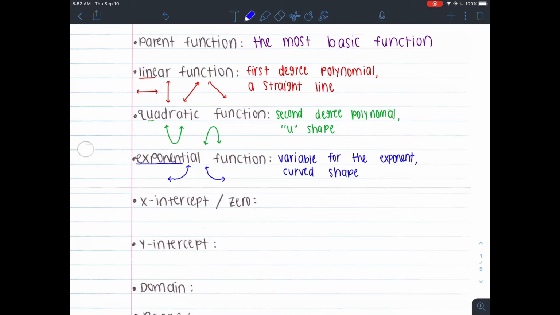So remember, the linear keyword is a line. Quadratic functions are U-shaped. Think about that U in quadratic. So you want to make sure you remember that. And then the exponential function keyword is exponent, and your exponent there is going to be a variable.